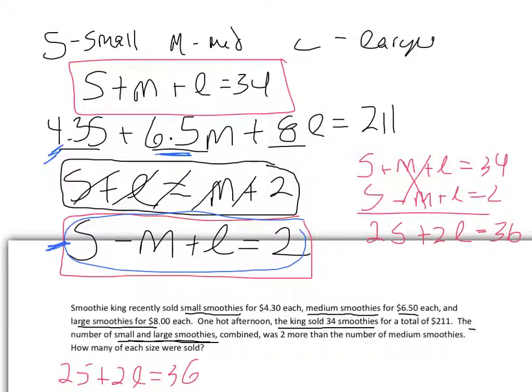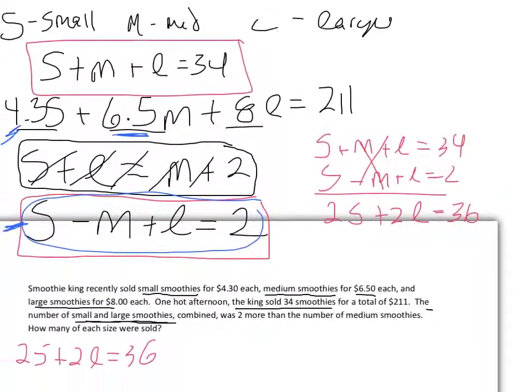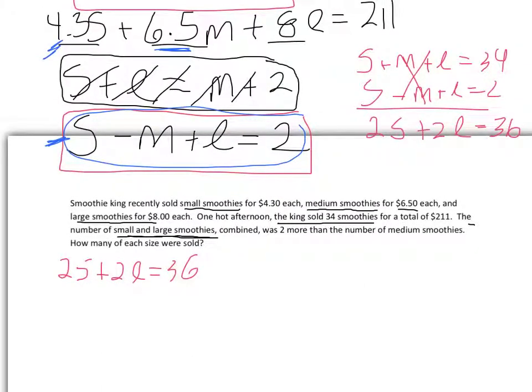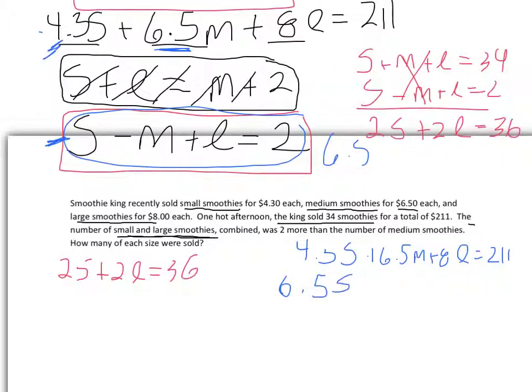Let's see where we want to do this. I guess I'll just do it down here. So I'm going to recopy this equation. So we have 4.3s plus 6.5m plus 8l equals 211. Then multiplying the other by 6.5, it's going to give us 6.5s minus 6.5m plus 6.5l equals 13.